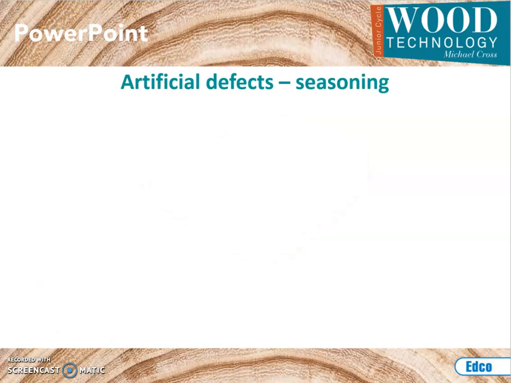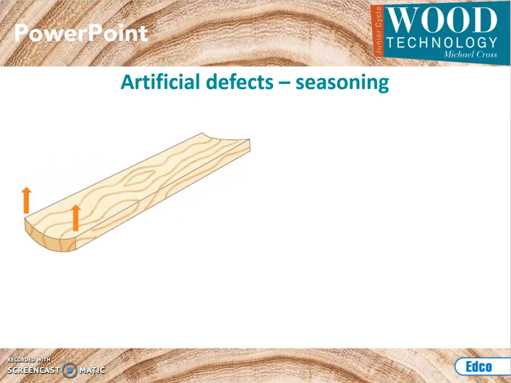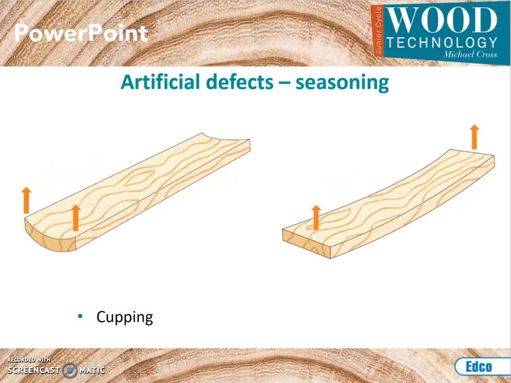Now, artificial defects. Most of these are caused in the seasoning, and more than likely it's one or two things. Either the board is stored incorrectly in the stack, so there's not enough air circulating through, or there are no stickers in between, and then there's also incorrect temperature.